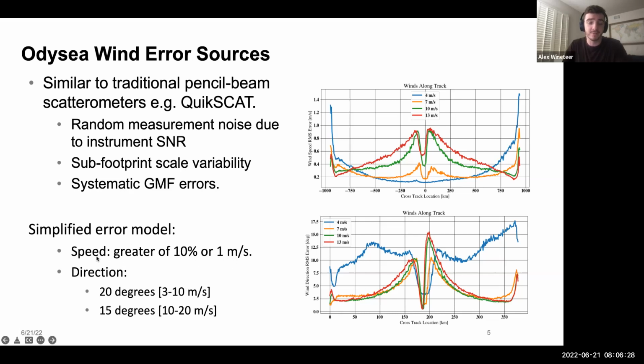If you simplify this into a simple error model, which is what we've done for the simplified simulator, we get a speed error of the greater of 10% or 1 meter per second, and then a direction error of 20 degrees for 3 to 10 meter per second wind, and 15 degrees for 10 to 20 meter per second wind. And these are similar to traditional scatterometry, but we're doing a little bit better than I think QuikSCAT did at wind speed, and we're going to be doing it at higher resolution, as I'll show in a little bit.